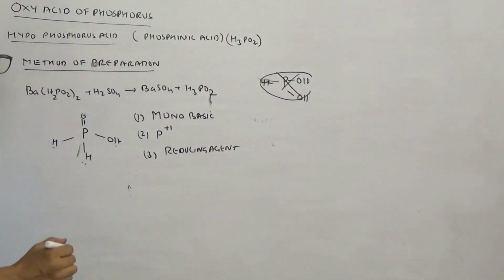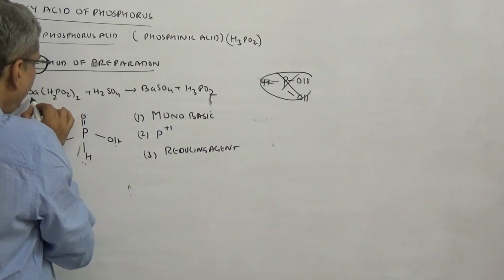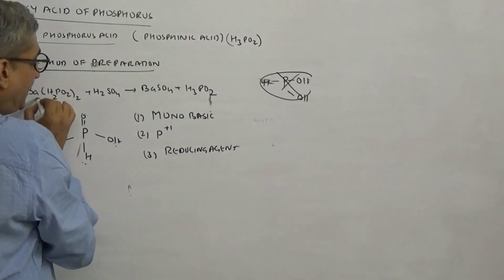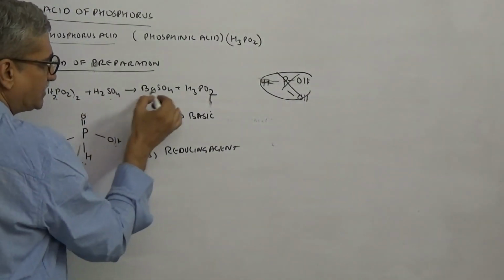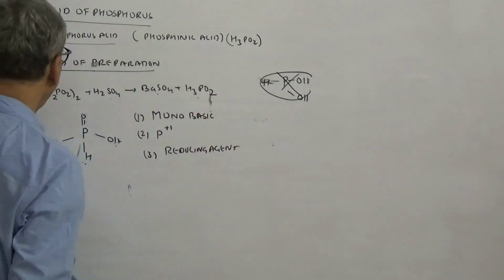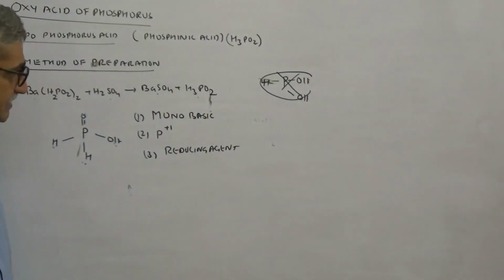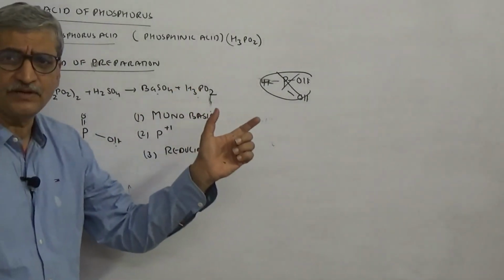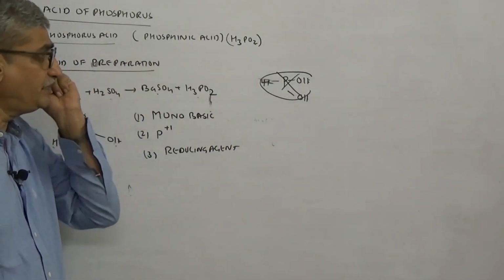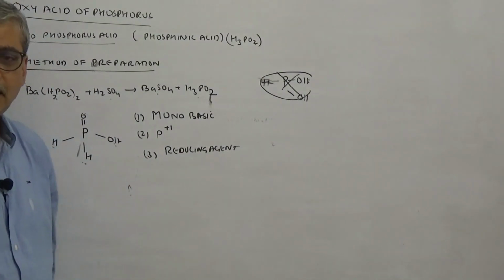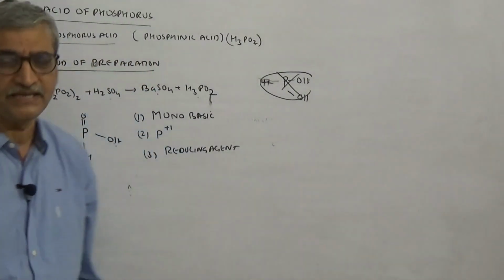It is a reducing agent. How is it prepared? It's prepared by treating barium salt with sulfuric acid to give barium sulfate and hypophosphorus acid. A simple method of preparation. So here, from the entrance exam point of view, you have to only remember H3PO2 should not be considered as a dibasic acid. It is a monobasic acid.